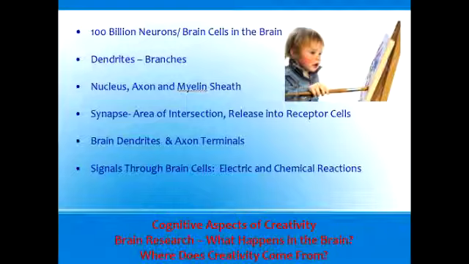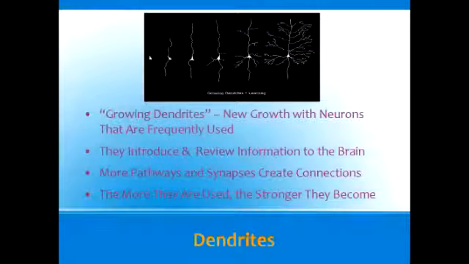Through the use of technology today, we're actually able to see these reactions and to verify the changes which happen during creative thinking. The term growing dendrites refers to new growth with neurons that are frequently used in the brain. The more the brain is exposed to new information, the more dendrites are formed and new pathways appear. This is why the idea of growing dendrites is so important. The more that the pathways of dendrites are used, the stronger they become.